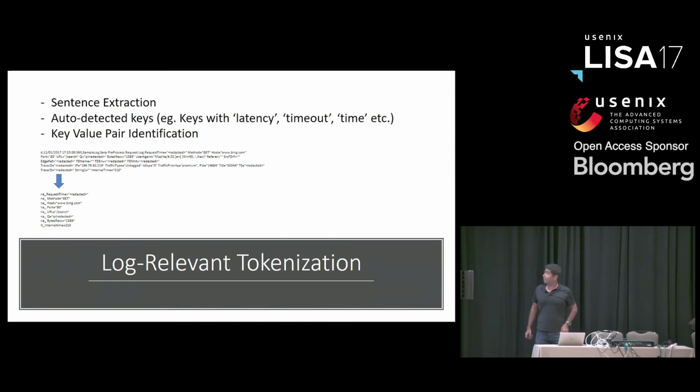Then we also auto-detect keys, as in when you have key value pairs, A:B, A=B, we try to take any keys with, for example, words like latency, timeout, time, failure, and such, and classify them in a different way, and proactively extract them and bucket them separately. Again, why? I will tell you later. It's just a story. Key value pair identification is core to sentence extraction and log tokenization. The reason is then you can do other kinds of analysis on all key value pairs and see what's rising, what's not, when you have millions of log entries.